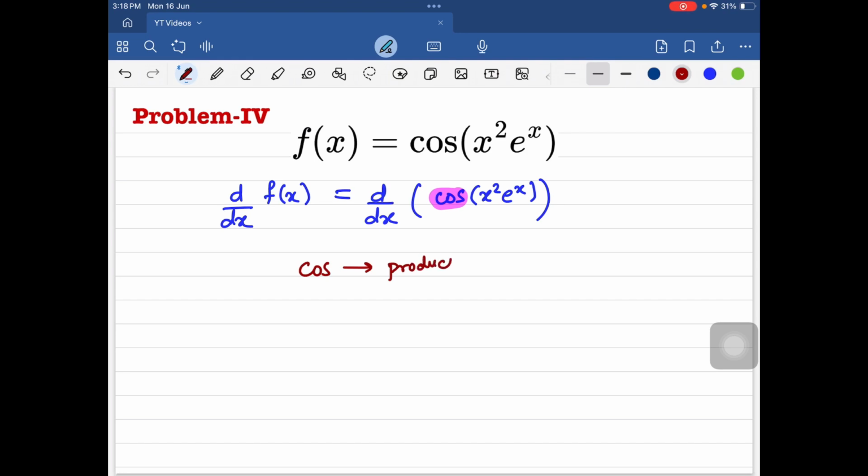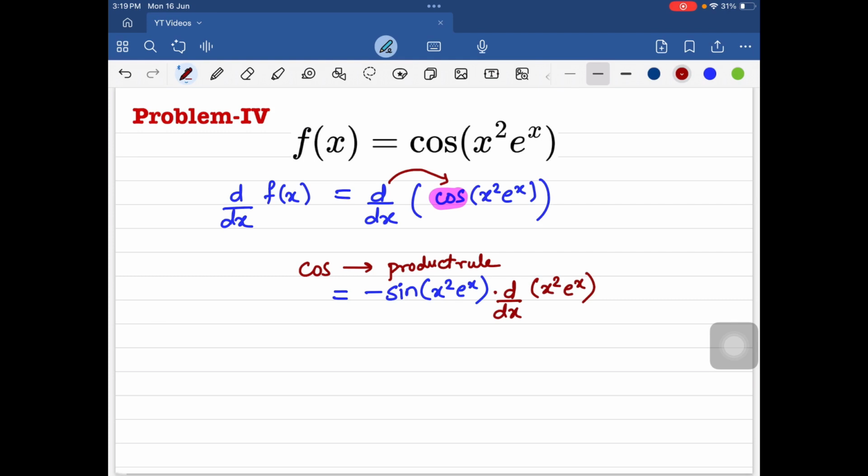So here in this problem, first we have to apply the formula of cos into the derivative of the inside function, and then we have to apply the product rule. Alright, so let's start the problem. d/dx of cos. What is the derivative of cos? It is minus sine x, but in place of x, the inside function is here. So this will be minus sine. We'll write this function like that only, but after this we'll take the product with the derivative of the inside function, which is x square e to the power x.